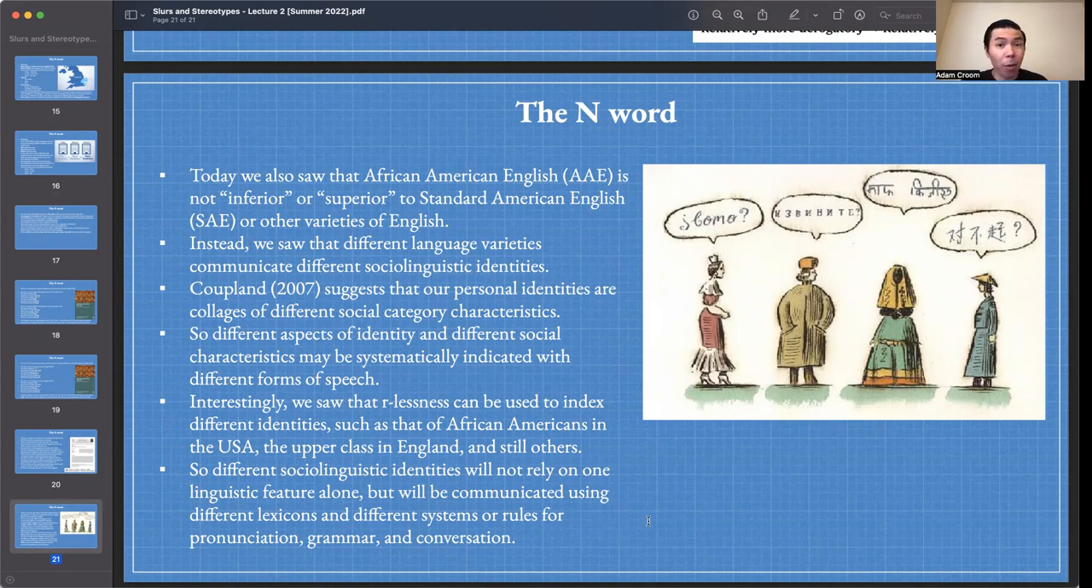So even myself, I have a PhD in linguistics, but sometimes, if I'm just hanging out with certain friends, I'll go R-less. I'll be very vernacular and colloquial and informal, okay? And in fact, that's probably most of my speech.